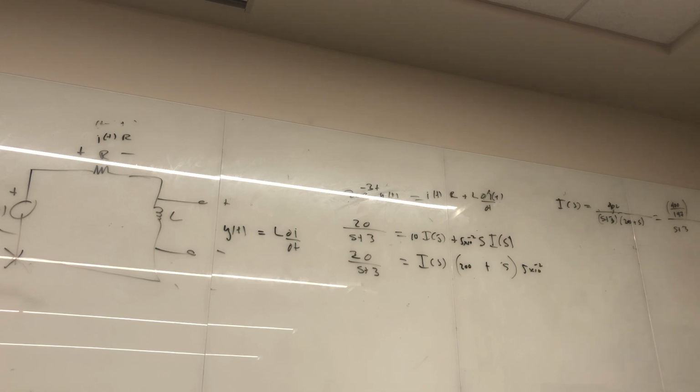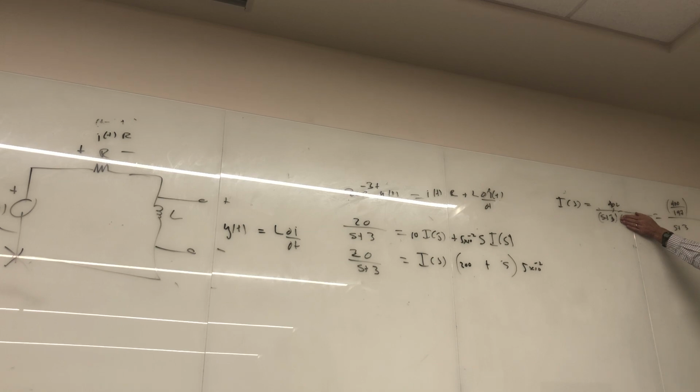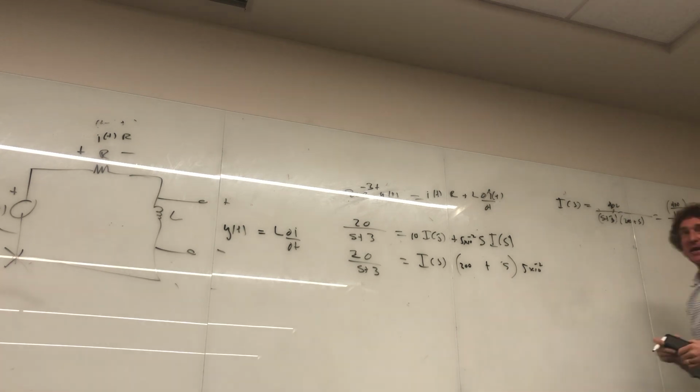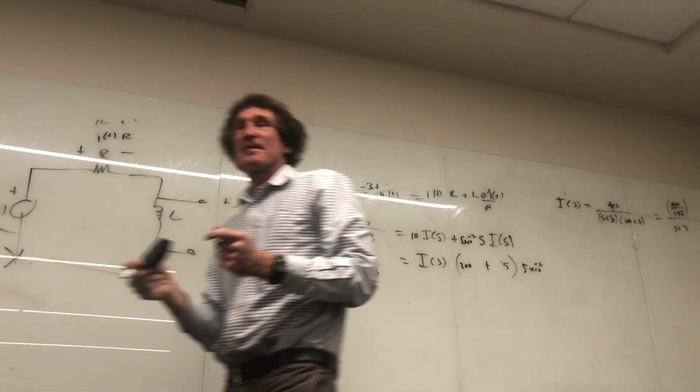What about the next one, for K2? What do I do? I cover up the S plus 200, right? And I evaluate the remainder at S equals minus 200. And what would that be? Well, that would be minus 200 plus 3, or minus 197. And it would be 400 over minus 197. I have a comment here. Anybody notice something strange about those two coefficients?